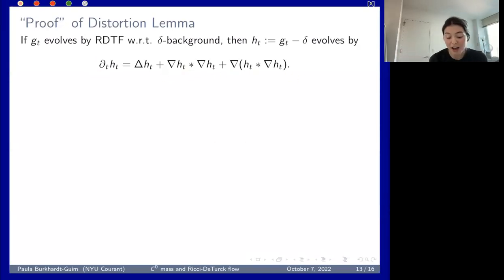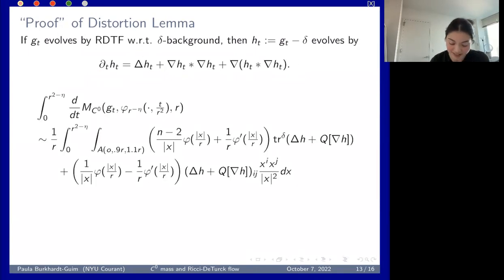Now, if I want to test what happens to my C0 local mass under Ricci-DeTurck flow, I can just plug in this evolution and see what happens. So here we are integrating this. This just comes from the definition of the C0 local mass, and here I've just plugged in the evolution of g_t minus delta. This Q of nabla h is these two terms. I couldn't fit them on the slide.